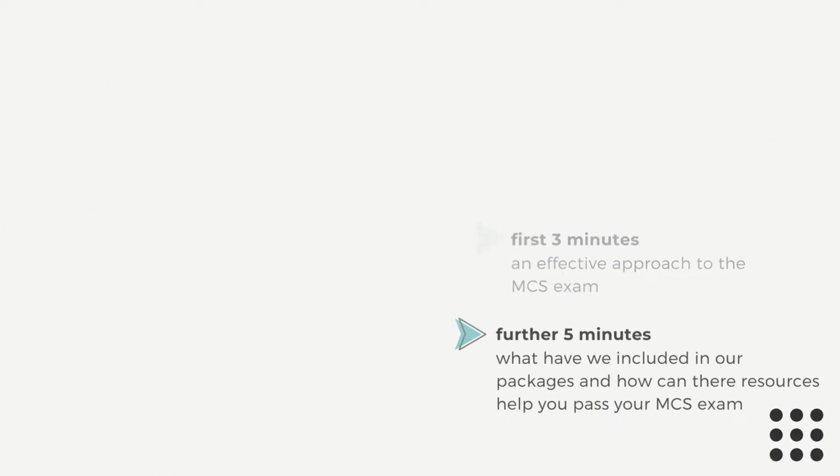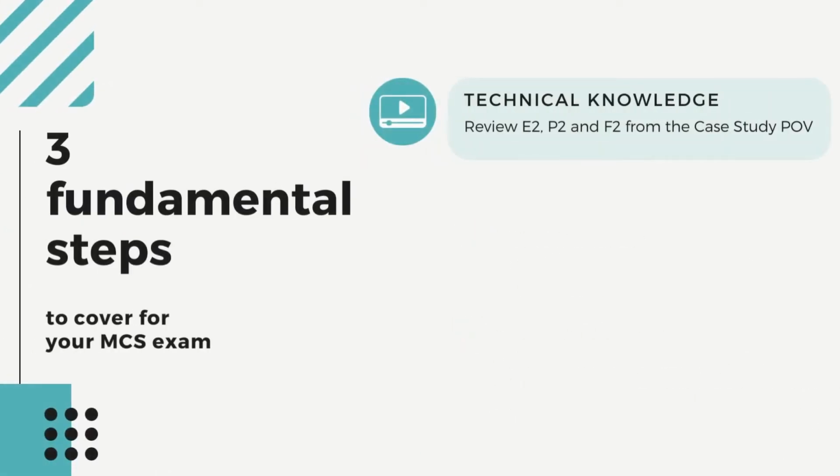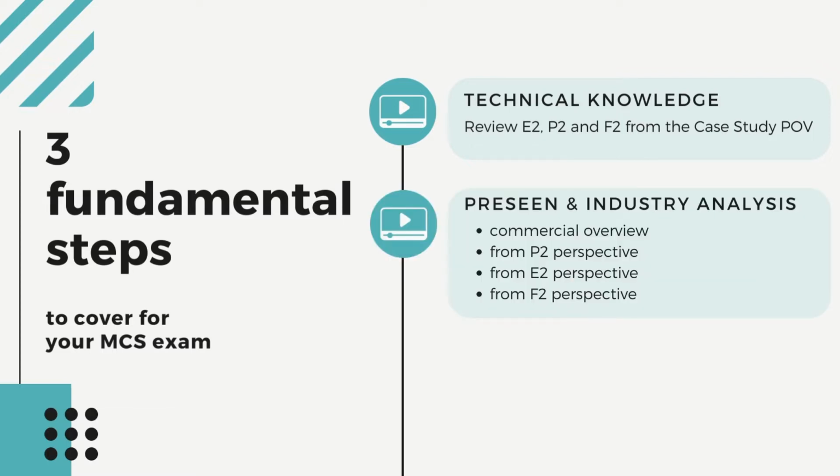Let's begin, shall we? The first one that we have here is reviewing the technical knowledge. Now, you'll need to be familiar with the concepts and the theory coming from the P2, E2 and F2 papers, and you should also understand how to apply them to the case study. Then you'll need to approach your pre-seen, analyze it thoroughly, get familiar with the industry of Happy Plays, and then analyze the pre-seen again, but this time do it from a performance, enterprise and financial point of view.